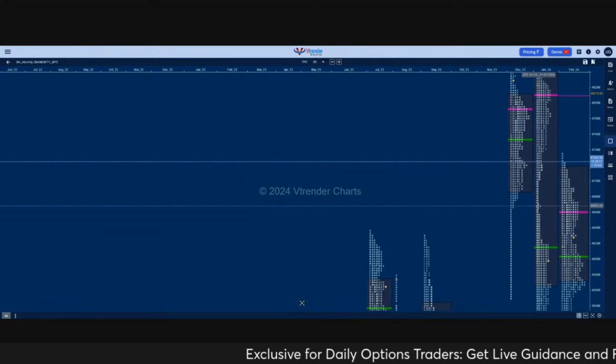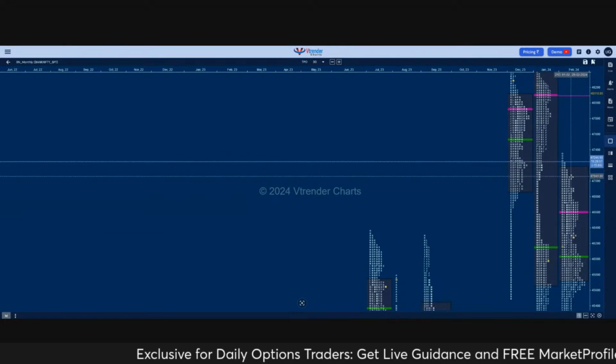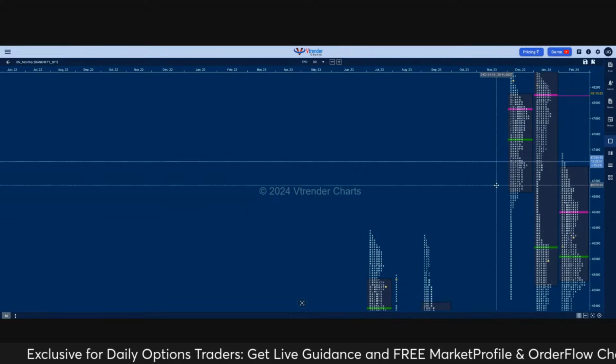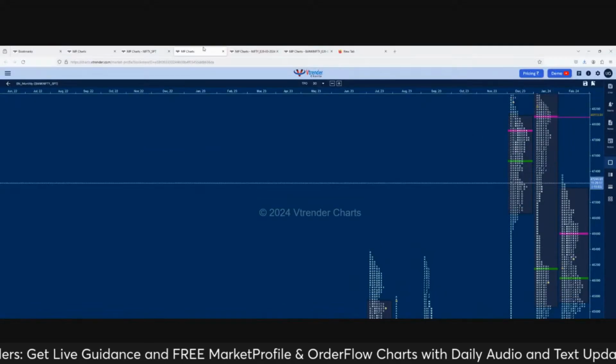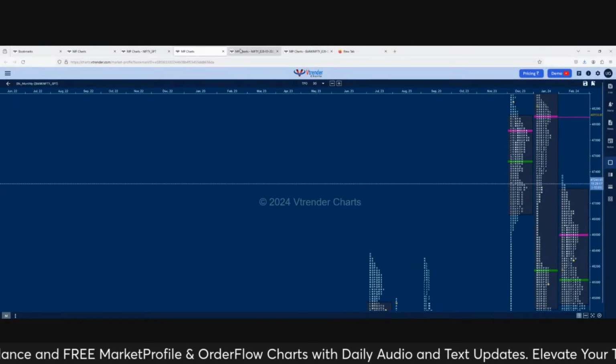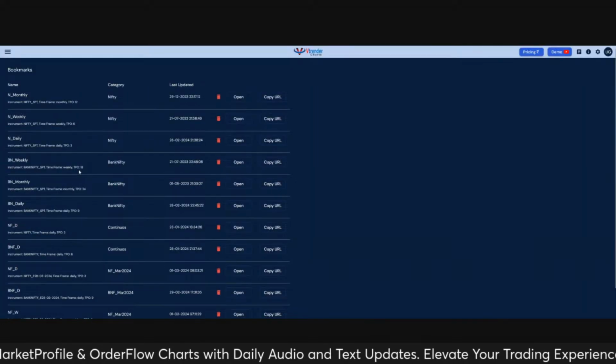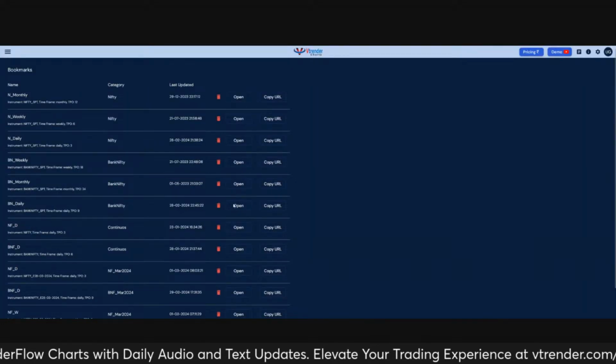So what did we do today? Well, let's have a look, and I'll also look at the daily charts. This is the monthly target which I'm giving you. The same thing we can see on the daily charts also. I'll quickly open a Bank Nifty daily spot chart.